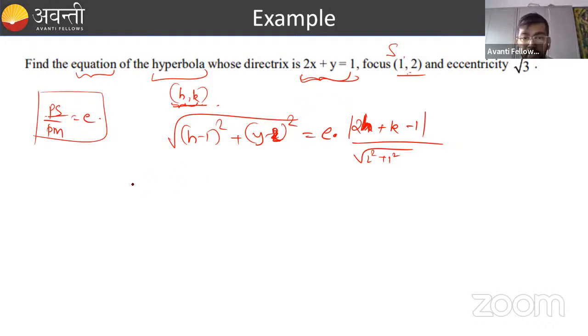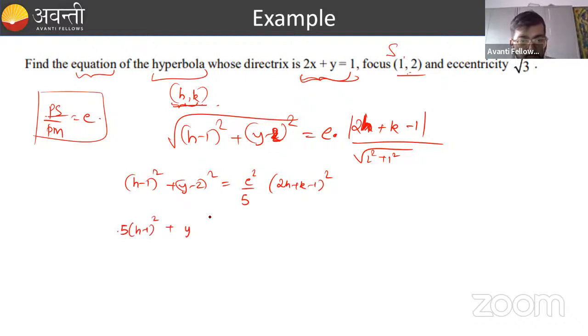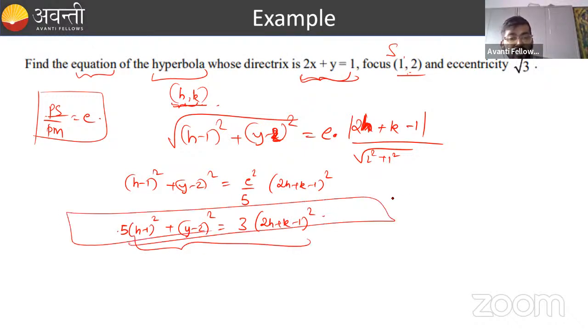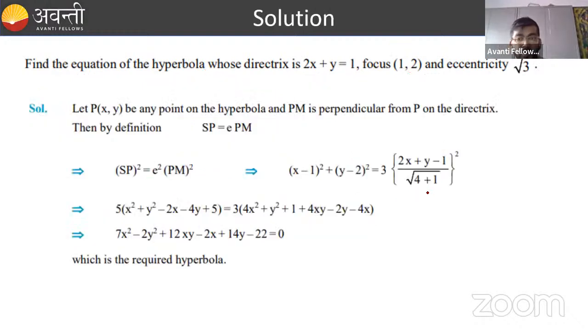Now if you square both the sides, this becomes h minus 1 whole square plus k minus 2 whole square is equal to e square upon 5, and this becomes 2h plus k minus 1 whole square, right? So you can simplify this, you will get 5 times of h minus 1 whole square plus k minus 2 whole square equals e square, which is 3, times 2h plus k minus 1 whole square. We can further simplify this, but generally this equation will be like this. So this is the equation of the hyperbola that has been asked to us.